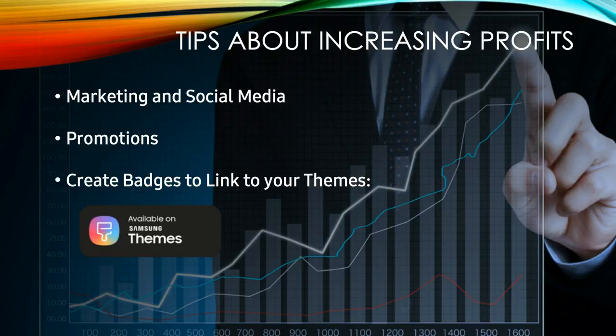Another way you can increase your profits is by running promotions so that your themes are featured and users can find them easily. You can run your own promotions or collaborate with Samsung to promote your themes with theme store banners. Lastly, I recommend using theme badges in your own marketing. You can create a badge that links to your full theme portfolio, like Nicholas was saying earlier, or you can also create them for individual themes. By doing this, you can put customers one click away from your themes and significantly increase your downloads.